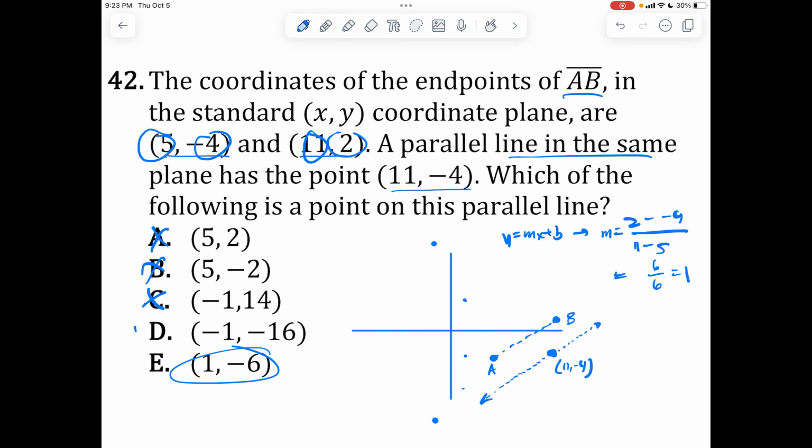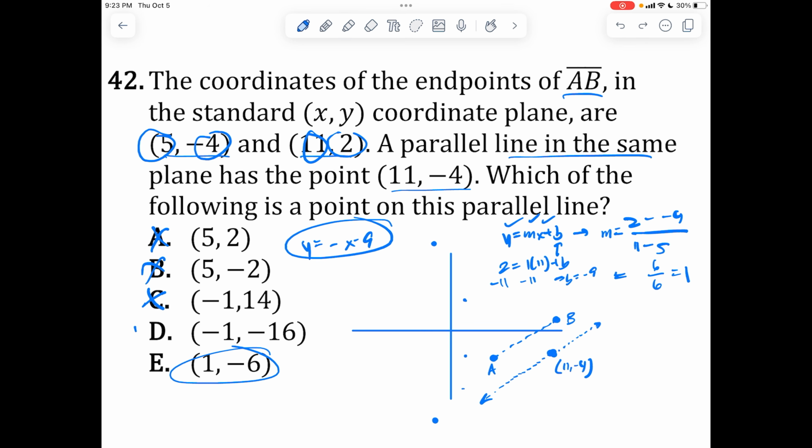Okay, so the slope is just 1. Now let's plug in the slope and one set of xy values into the equation and find b. So let's do 2 equals 1 times 11 plus b. Subtract 11 on both sides, so b equals negative 9. Okay, so your equation is just y equals negative x plus 9. Or sorry, minus 9.